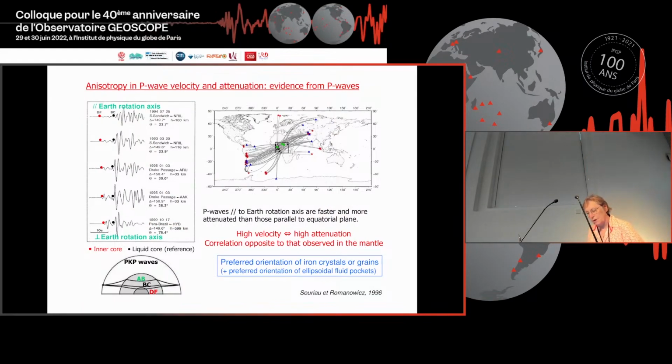And we observe that the fast axis and the high attenuation axis are parallel, which is a correlation opposite to that which is observed in the mantle, where we have generally high velocities which correspond to a high quality factor.